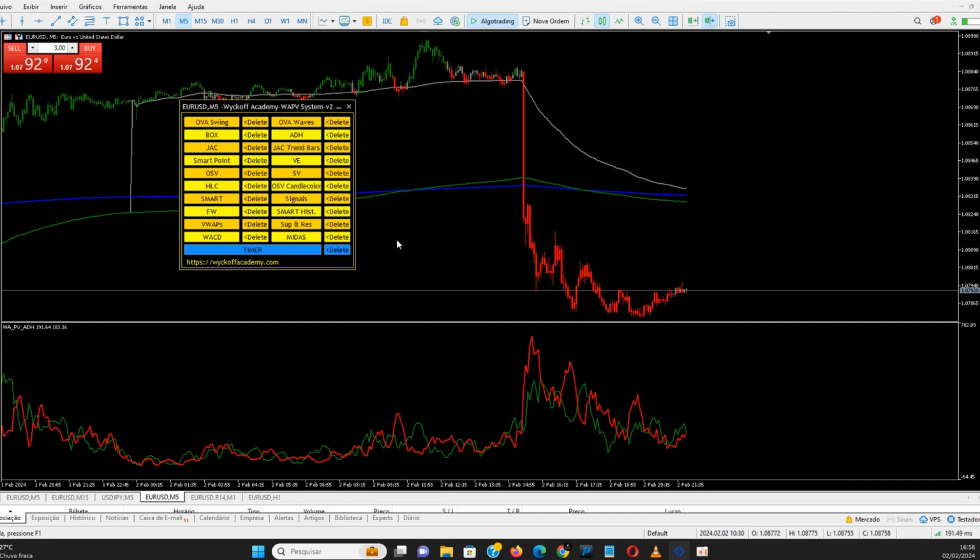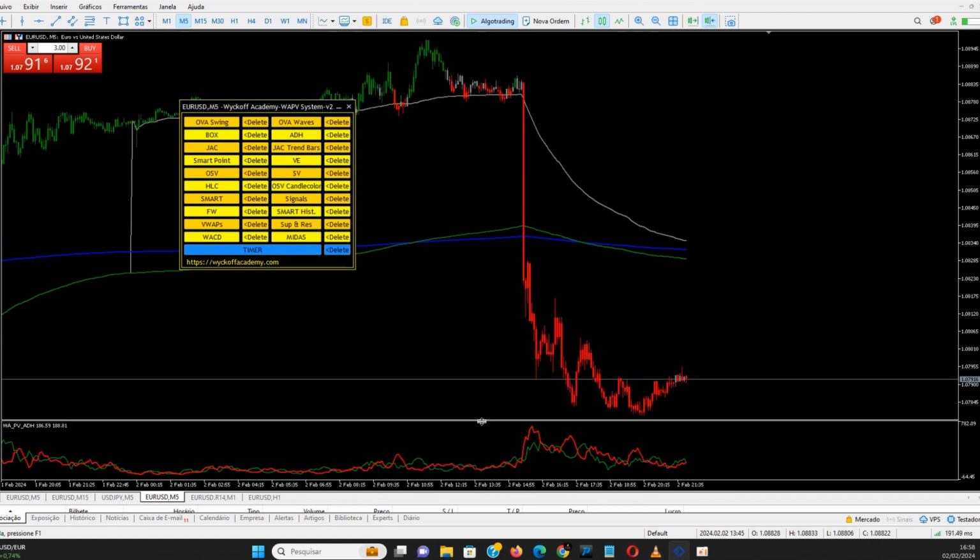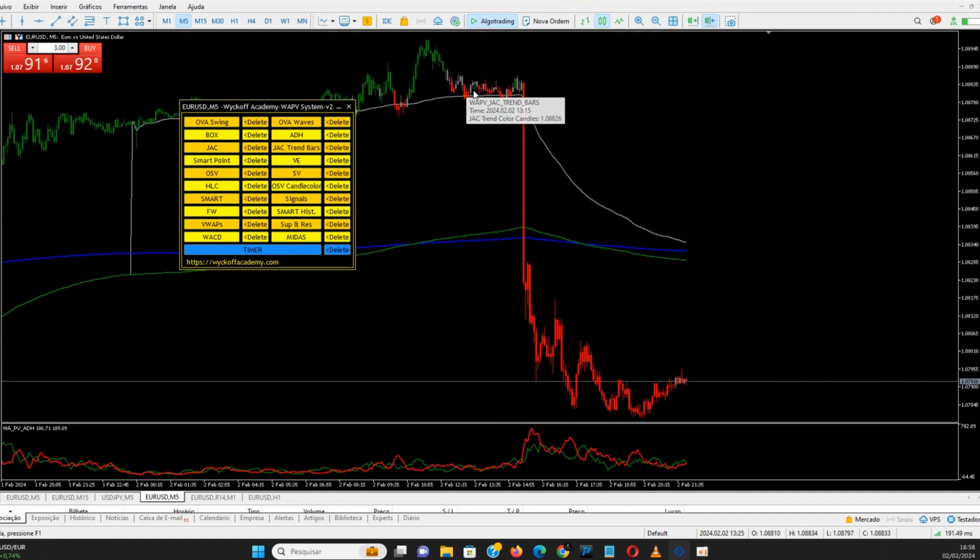The Jack trend bar is the coloring rule of the trend tracker. Unlike the tracker, it shows the color gray, as mentioned in the previous video. Gray means the market is without trend. Next is VE. This indicator shows extreme volume per individual bar and has 3 strength levels.